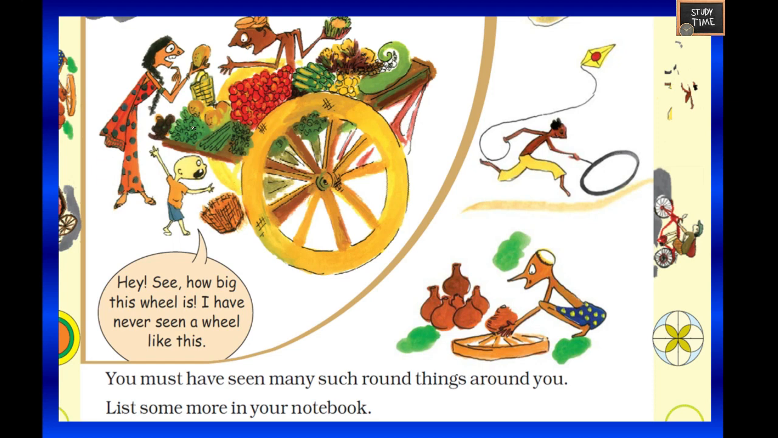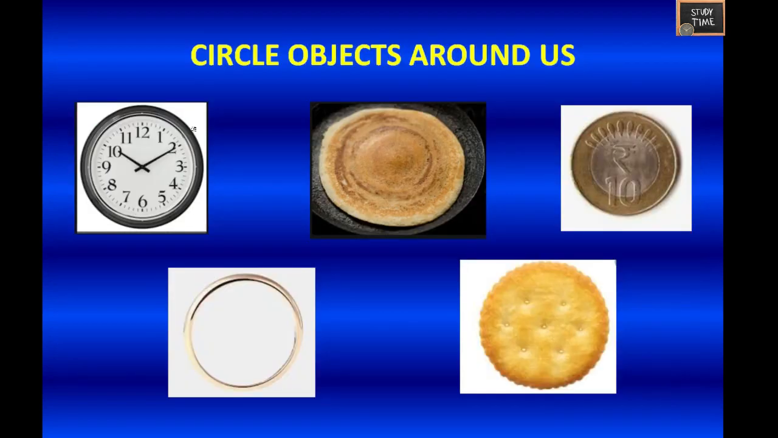Let's see here. Here one person is saying, hey, see how big the wheel is. I have never seen a wheel like this. You must have seen many such round things around you. List some more in your notebook. So we already saw these are the circle objects around us. It is clock, chapati or dosa, coins, bangle, biscuit. You can write bottle cap, tumbler.